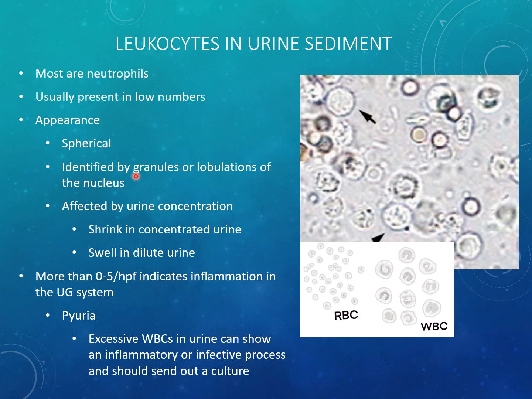These cells are also affected by the concentration. So if the urine's really concentrated, the white blood cells also may crenate. And if it's dilute, they also may lyse. Again, 0 to 5 per high power field is normal.